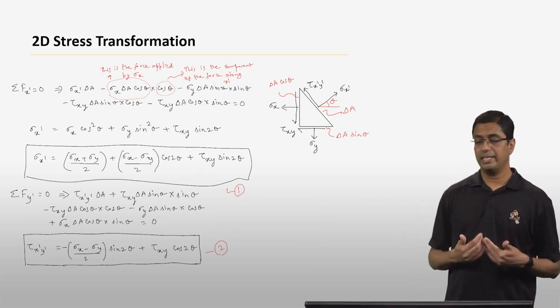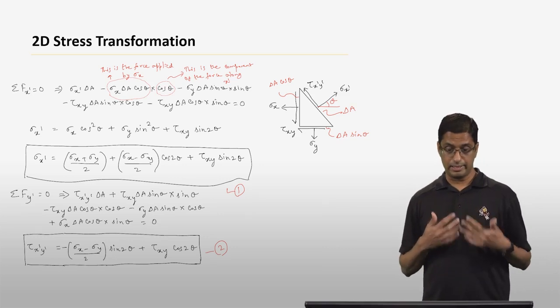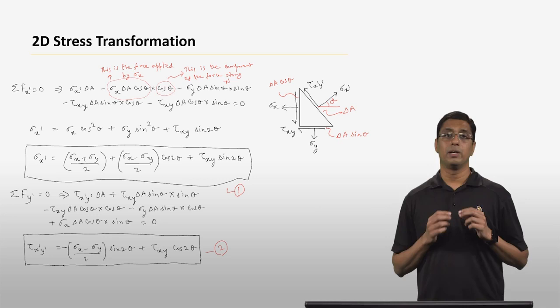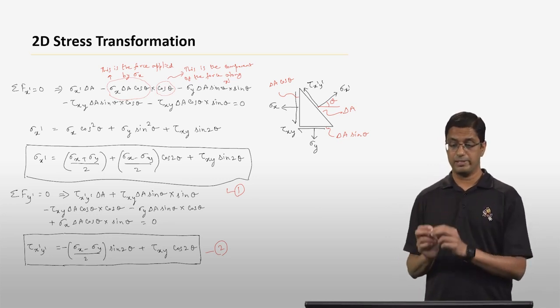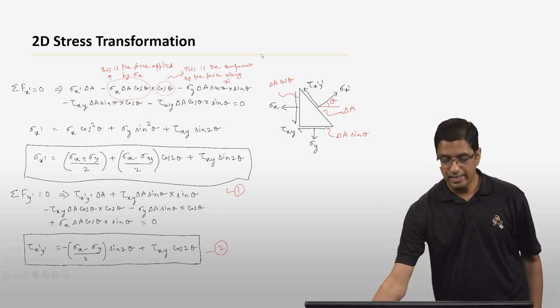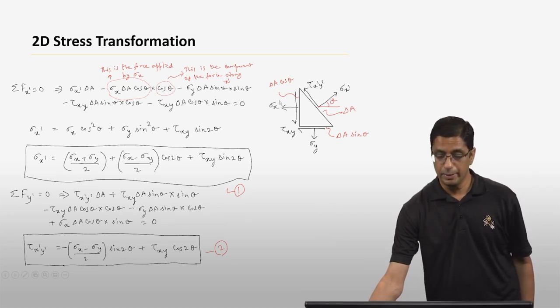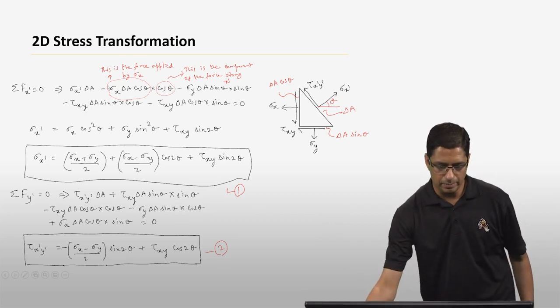Okay, so that needs a little bit more clarity, and what we are going to do is look at one stress at a time. So let's say we look at this stress sigma x here. This sigma x essentially is acting on an area that is delta A cosine theta. So the force due to this sigma x is going to be sigma x times delta A cosine theta. Okay, so that is the term here.